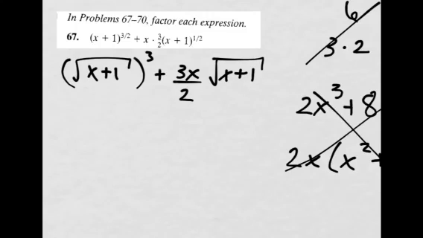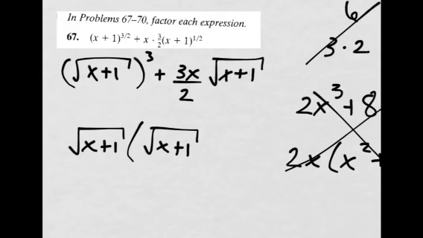And then now I can see what's in common. It's the square root of x plus 1. Here I have 3 of them. Here I have 1 of them. So the most I can take out is just 1. One of these things. So that times what's left over? Square root of x plus 1 squared.